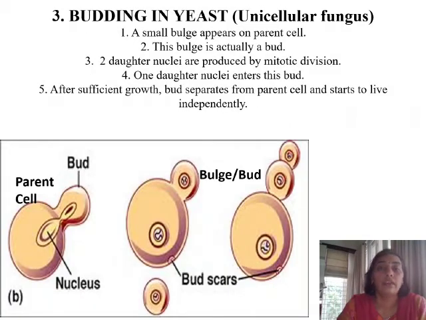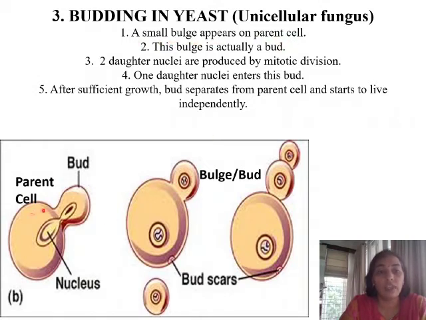The third and the last method of asexual reproduction in unicellular organisms is budding. We are studying budding in yeast. Yeast is a unicellular fungus and it is commonly used for making bakery items. So it is also called baker's yeast. So yeast reproduces by a method which is called budding. How does budding take place? A small bulge appears on the parent cell.